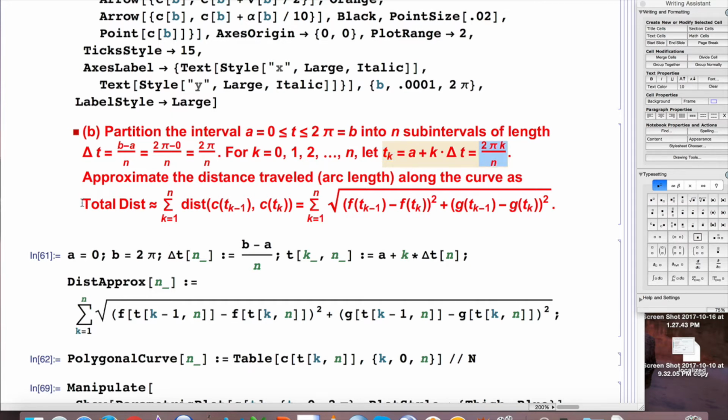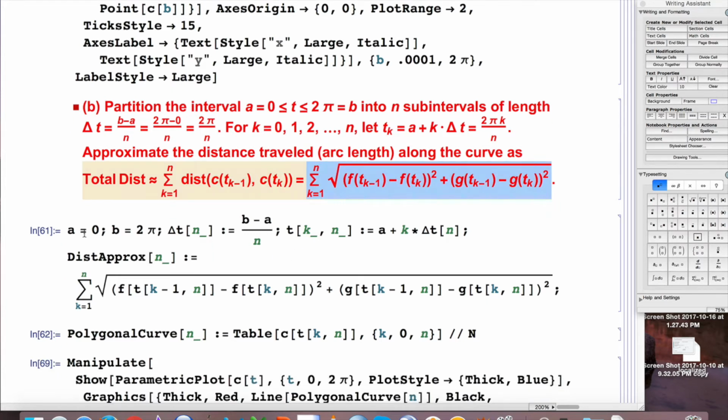And we are approximating the total distance traveled, or arc length, by, again, adding up distances along line segments. c(t_{k-1}) is a black dot. c(t_k) is the next black dot in the animation. Dist stands for distance, and using the Pythagorean theorem, or alternatively the distance formula, this square root does give you those distances along those line segments, and we're adding them up.